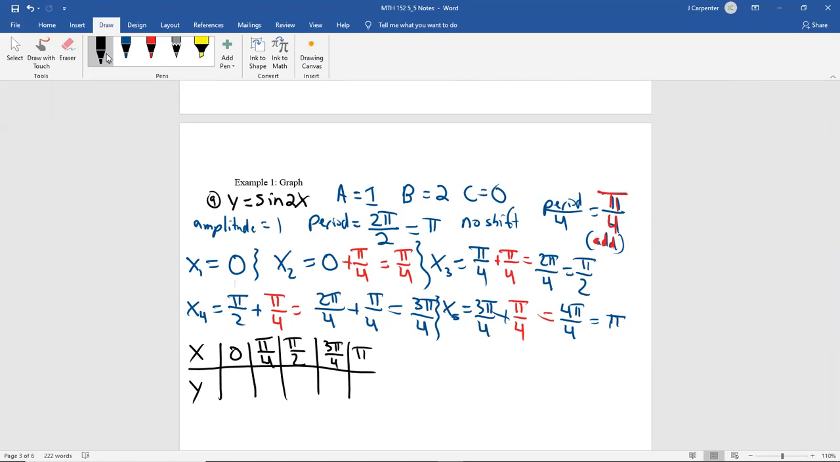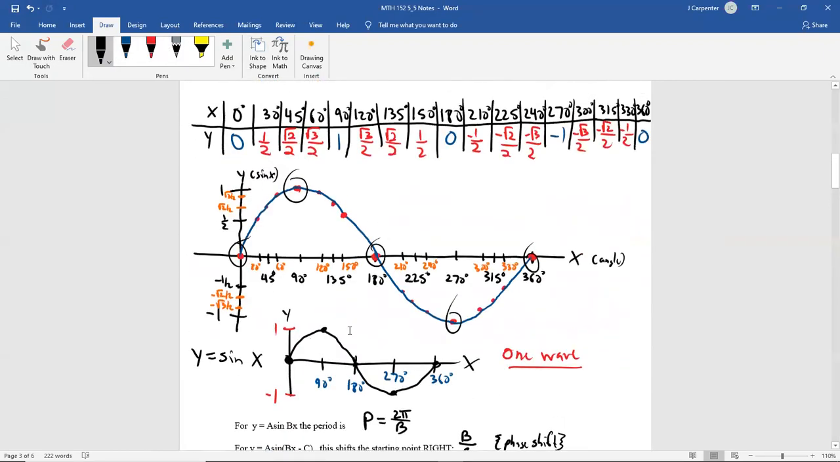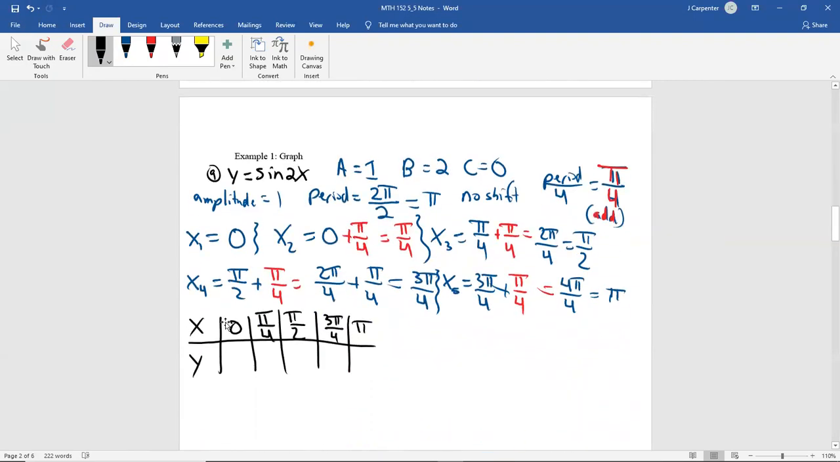So 0, 45, 90. What did I say wrong? I'm sorry, I feel like I said something wrong a minute ago. Maybe I did, maybe I didn't. 0, 45 degrees, 90 degrees, 135 degrees, 180 degrees. So this is half of the circle. We're going halfway around, whereas originally we went the full way around from 0 to 360, or 0 to 2 pi. But this is telling me that that whole wave is going to happen between 0 and 180 degrees.